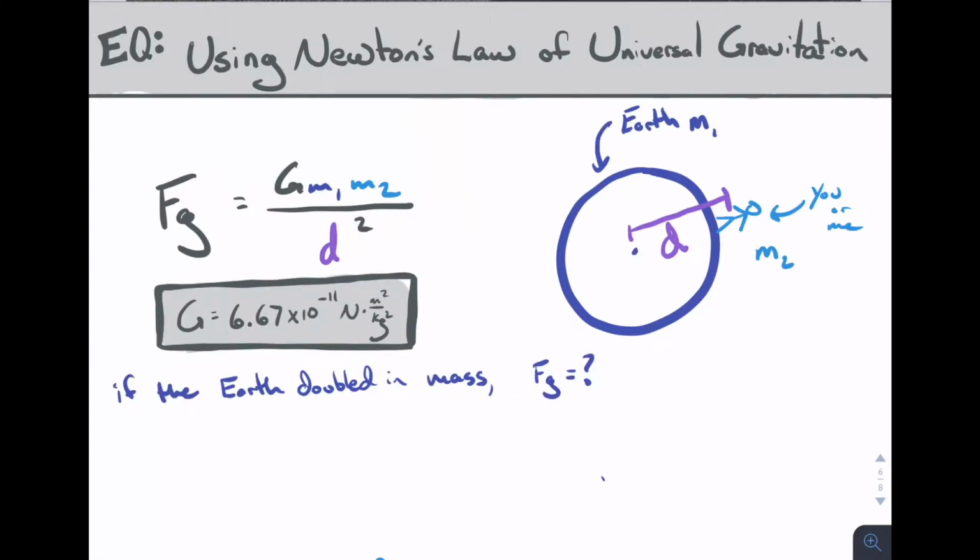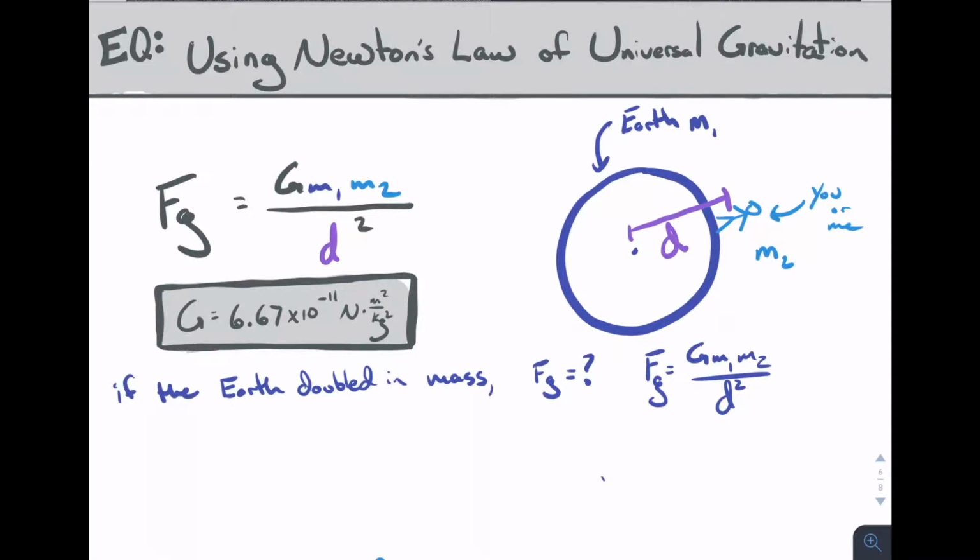The question I have for you is, what would happen if the earth were to double in mass? What would happen to the force of gravity acting on you? So let's go through and calculate it out. The first place to start would be Newton's law of gravitation. So force of gravity equals the gravitational constant, capital G, multiplied by the mass of the earth, your mass, which would be mass 2, and the distance between you and the center of the earth.